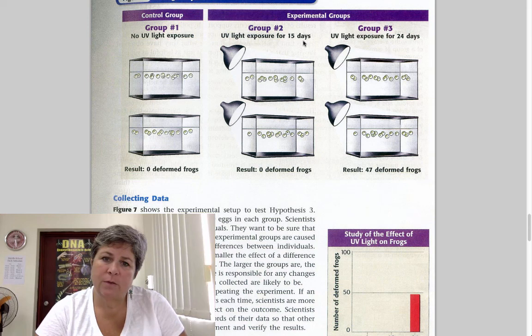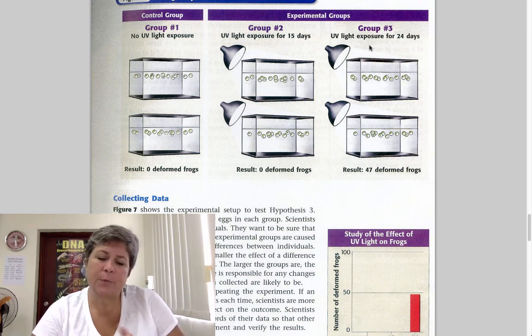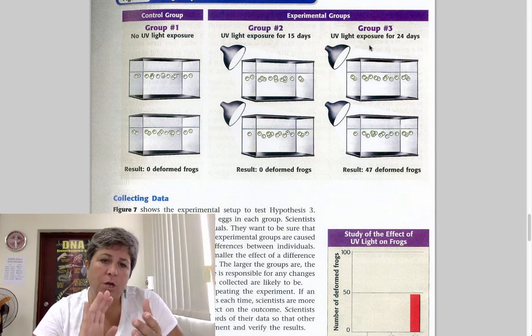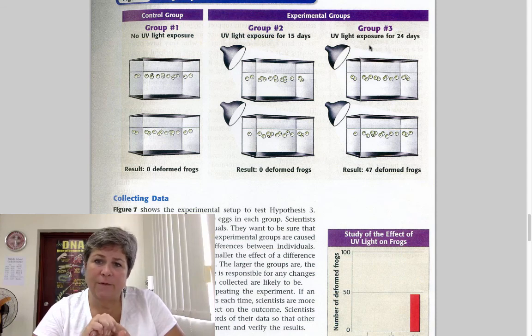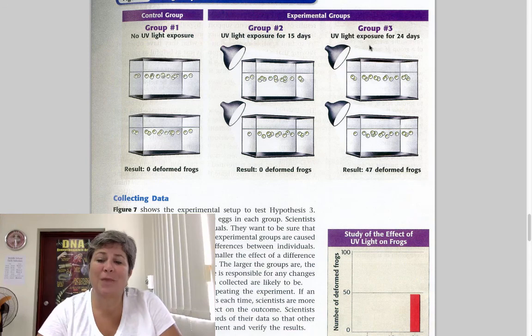This one, if you notice, they're going to expose these frog eggs for 15 days. And then group 3 was exposed for 24 days. Quite a long time. All right. So that's a pretty good experimental design they've set up. You've got one independent variable. You're waiting to get your results, which we're going to look at in a second, and they've controlled any other factor that may cause deformities in frogs or may cause a change in the outcome.